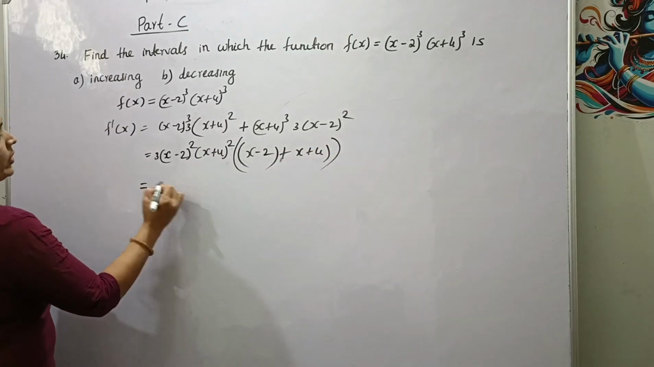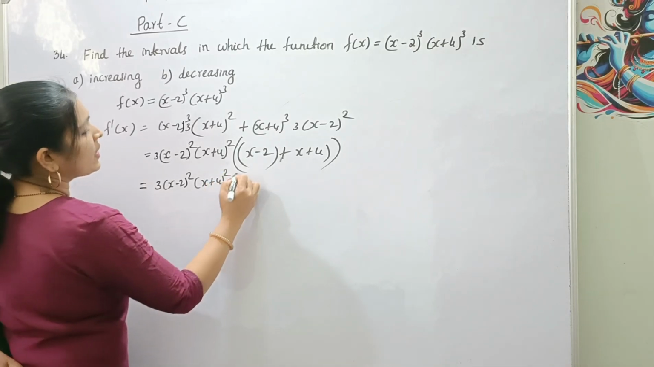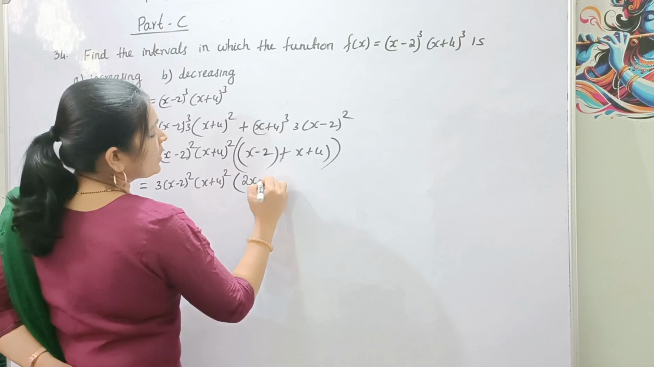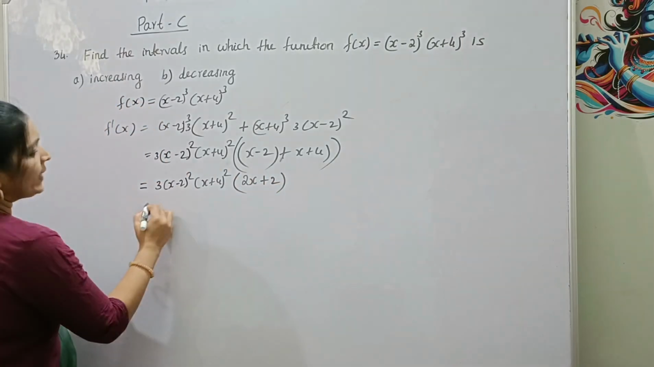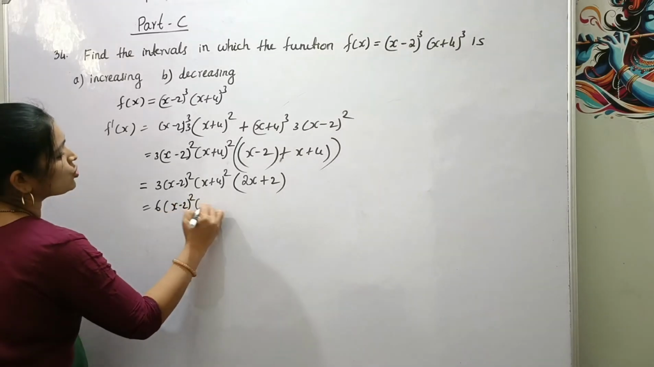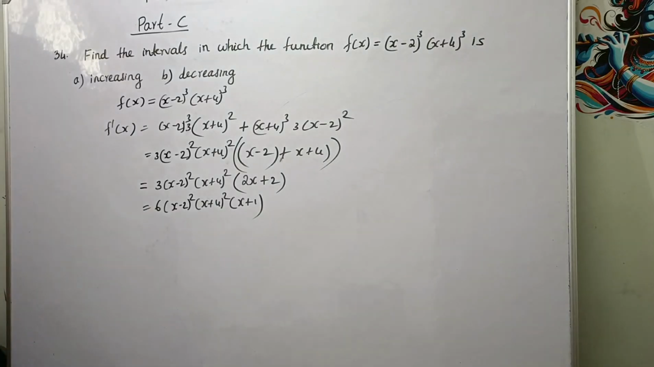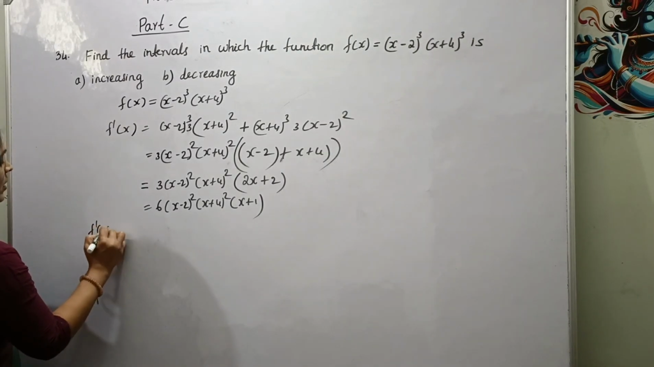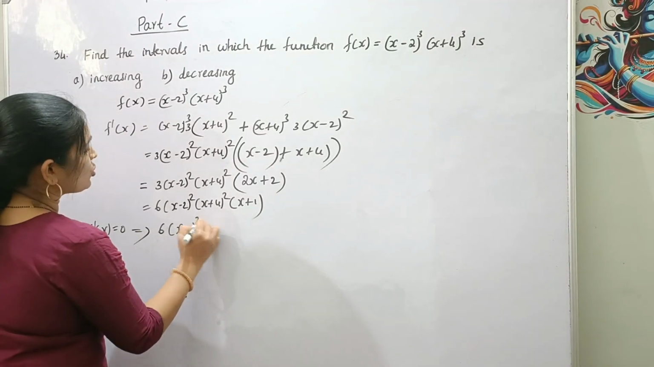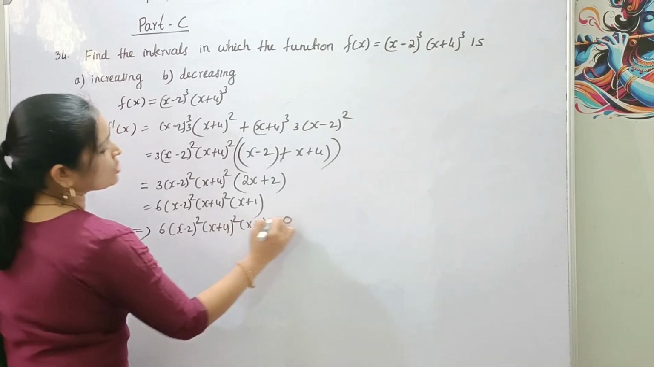That is equal to 3 into (x minus 2) whole square into (x plus 4) whole square into (x plus x), 2x, minus 2 plus 4, plus 2. Take 2 outside, 2 is common, right? So 3 into 2, 6, 6 into (x minus 2) whole square into (x plus 4) whole square into (x plus 1). Put f dash of x is equal to 0. F dash of x is equal to 0 implies 6 into (x minus 2) whole square into (x plus 4) whole square into (x plus 1) is equal to 0.